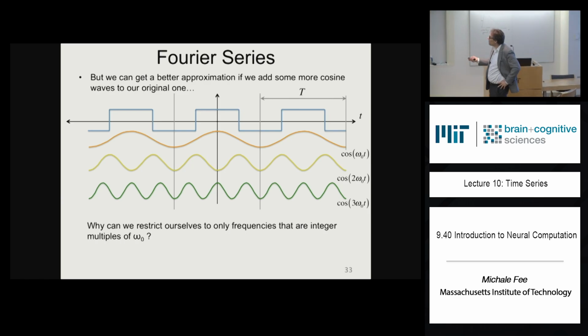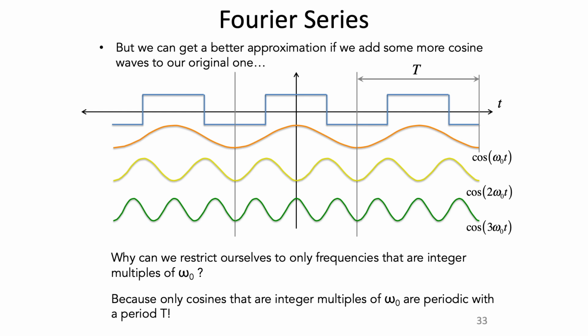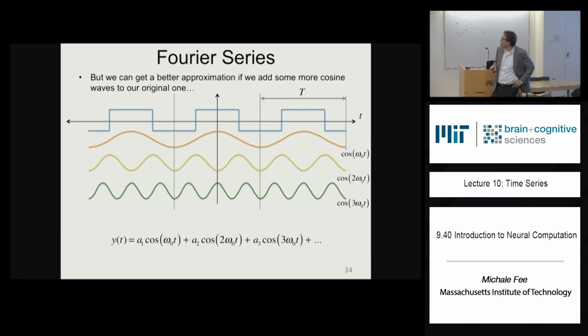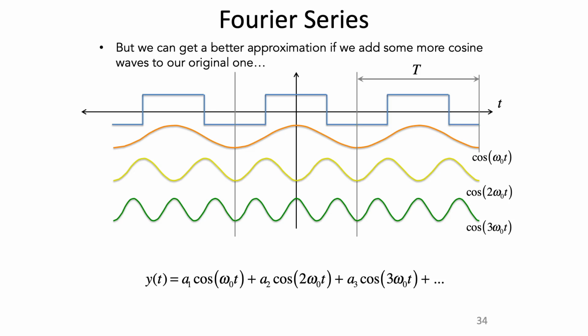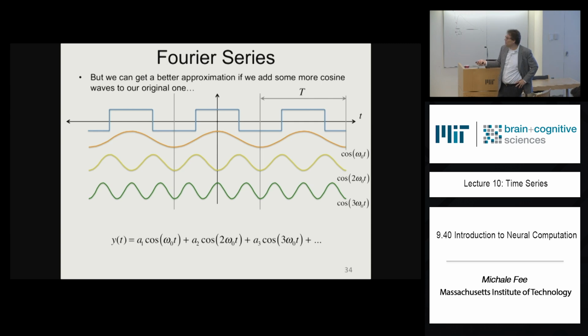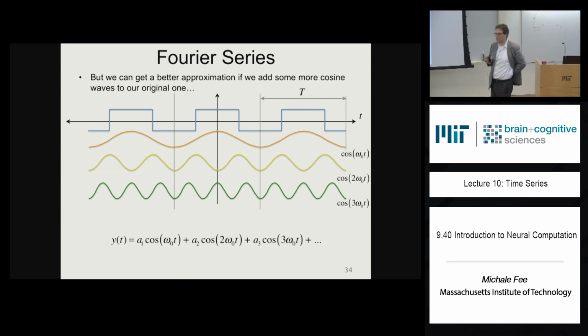Okay, so we can restrict ourselves to including only frequencies that are integer multiples of omega naught, because those are the only frequencies that are also periodic with period T. All right? We can approximate this square wave as a sum of cosines of different frequencies. And the frequencies that we consider are just the integer multiples of omega naught. Any questions about that? That's almost like the crux of it. There's just some more math to do.